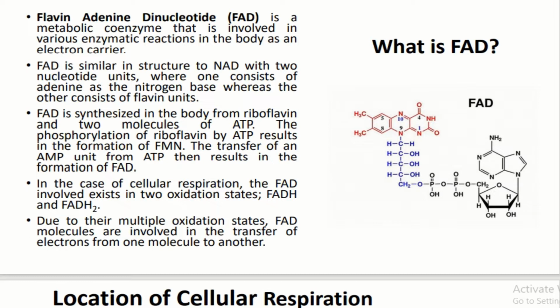The phosphorylation of riboflavin by ATP will result in the formation of FMN. The transfer of an AMP unit from ATP then results in the formation of FAD. In the case of cellular respiration, the FAD involved exists in two oxidation states, FAD and FADH2. Due to their multiple oxidation states, FAD molecules are involved in the transfer of electrons from one molecule to another.